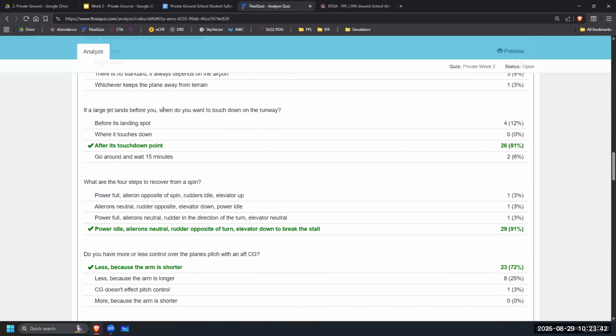Okay. If a large jet lands before you, when do you want to touch down on the runway? 81's pretty good, after the touchdown point, right? Because the large jet is creating wake turbulence from the wingtip vortices, which move outward on the wings and fall behind the plane. So if you land beyond their touchdown point, all of their wingtip vortices are behind you and you are over here.